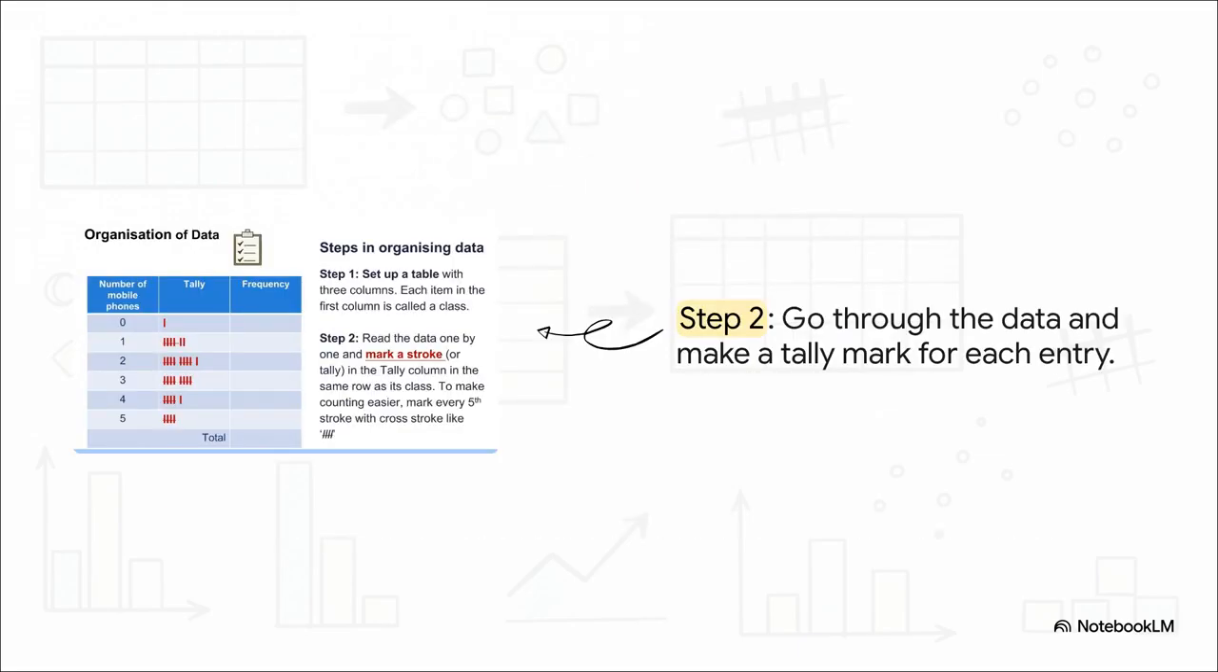And now for the satisfying part. Step 2. We go through that big list of numbers one by one. The first number is a 2, so we put a tally mark in the 2 row. The next is a 3, so a tally mark goes next to 3. And you'll see we're using that classic tally method. 4 lines down and the 5th one cuts across. It's a simple little trick that makes counting everything up at the end so much faster.